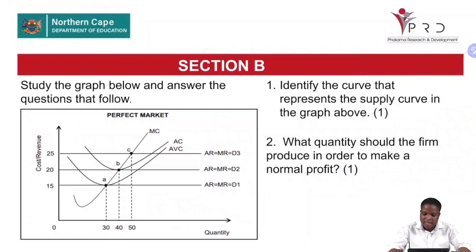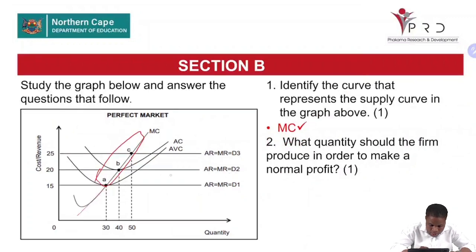Identify the curve that represents the supply curve in the graph here. It's your MC. MC where? From A upwards. From A downwards, it's a shutdown. What quantity should the firm produce to make a normal profit? Let's look at this. Where MC meets your MR here, you have MC meeting MR. This MR is the shutdown one, and then there is here, they are making what?